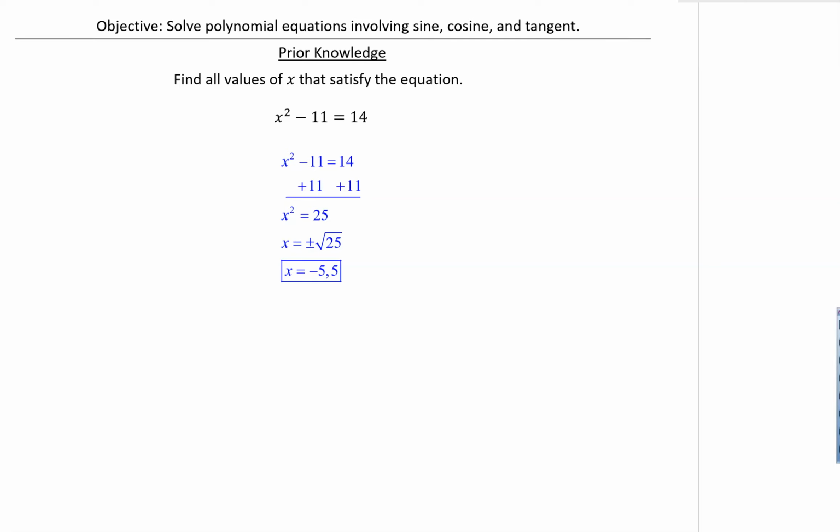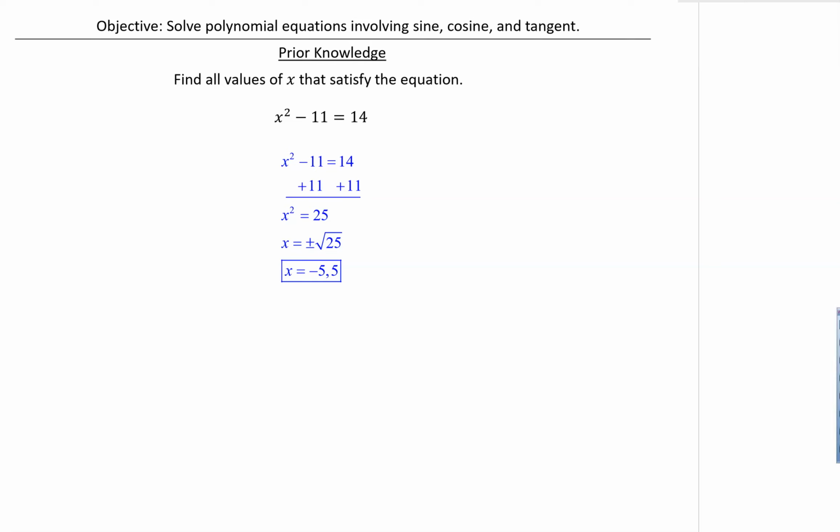Hi there, this is Ms. Page, and in this lesson we are going to look at solving equations that result from right triangles involving a sine, cosine, or tangent ratio, and our skills of solving polynomial equations, especially quadratic skills.